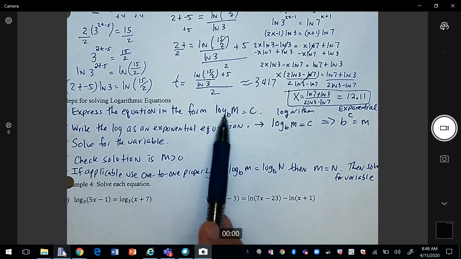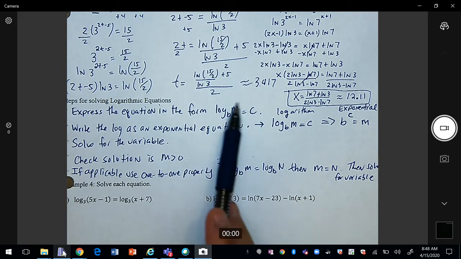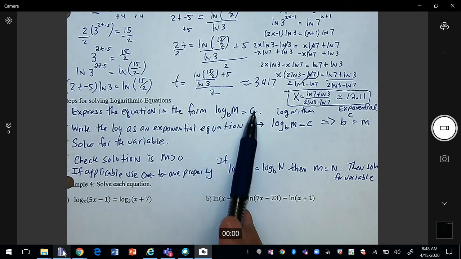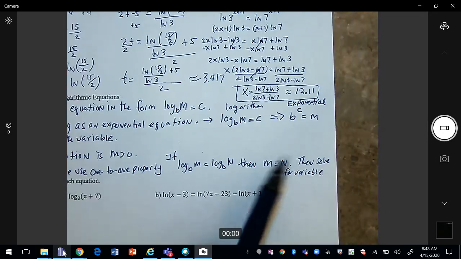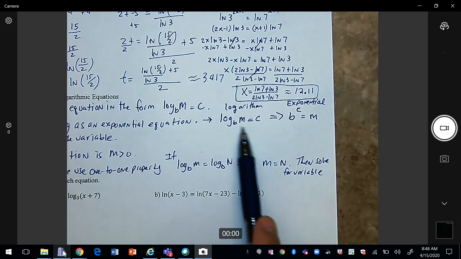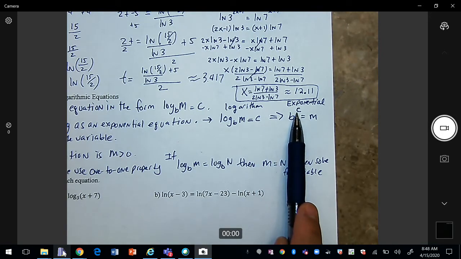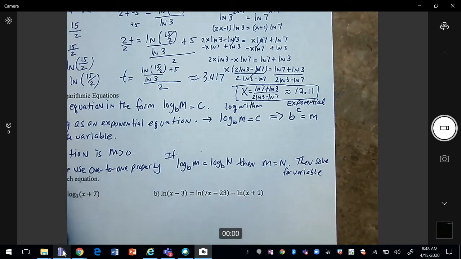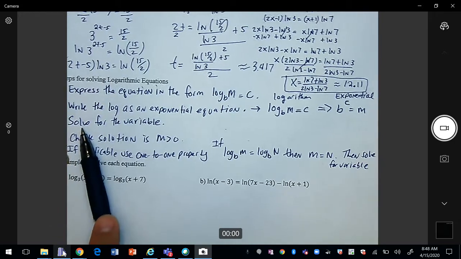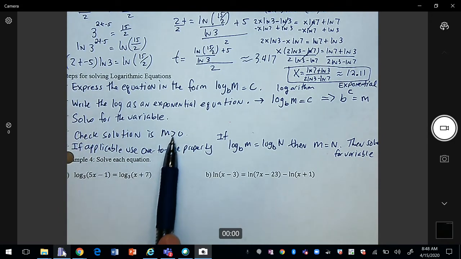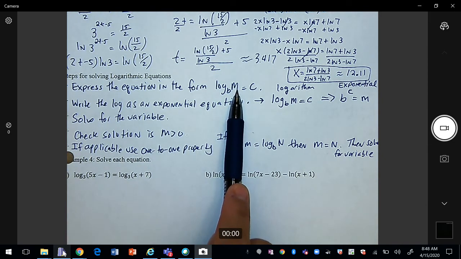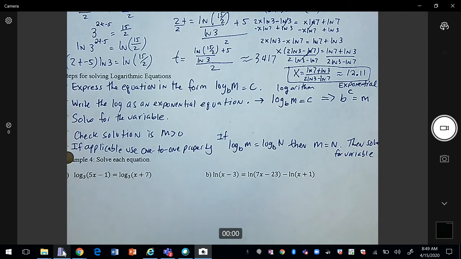If you have log base b of m equals c, we want to make sure it looks like this. Once you have it like this, then we can write it as an exponential equation. So if we rewrite it as exponential, it becomes b raised to the power of c equals m. Once we have it that way, then we can solve for the variable. And then you want to check your solution. The expression for m in here must be greater than 0 because of the domain. So let's look at example 4.